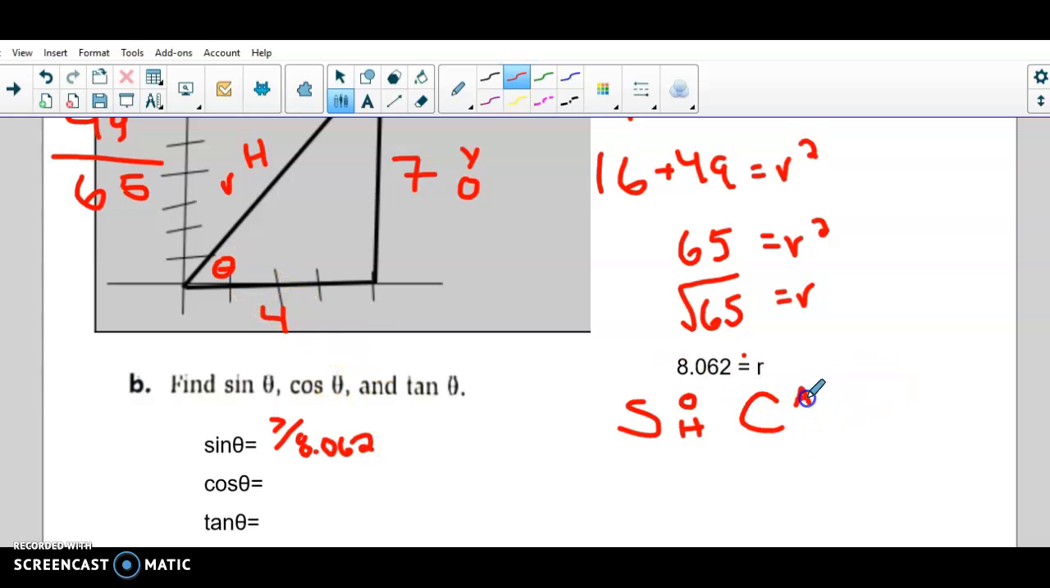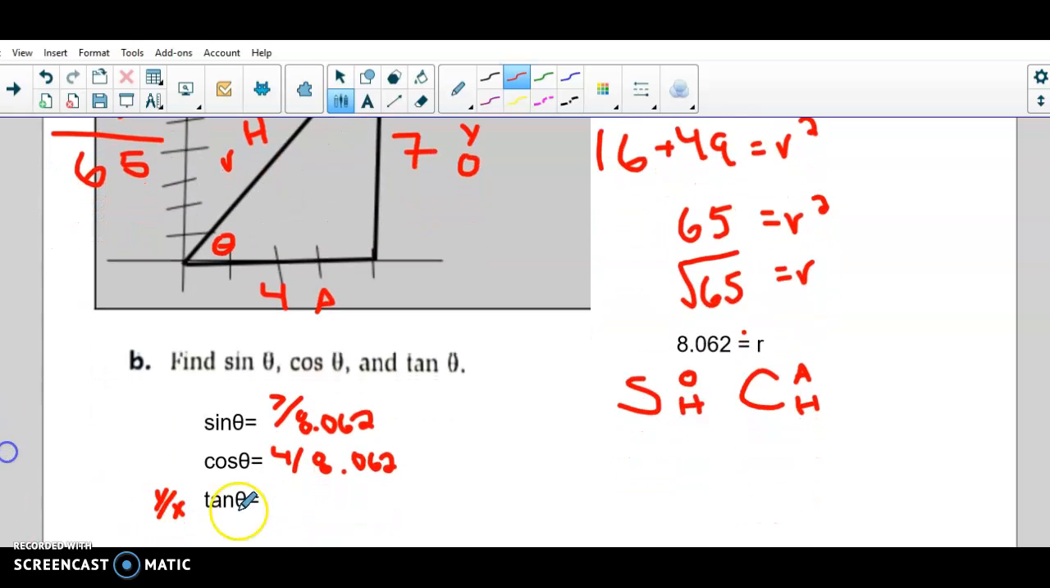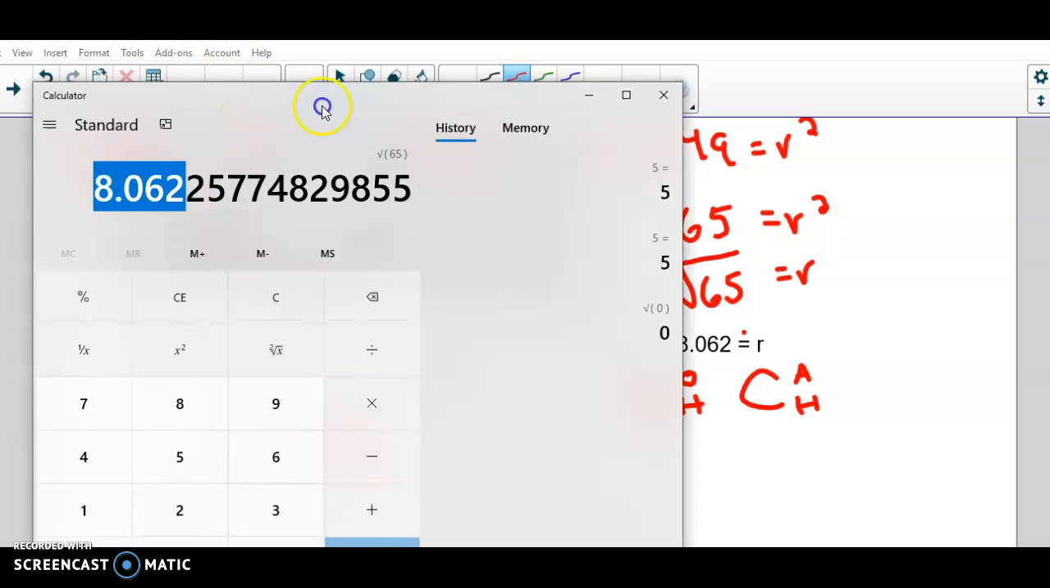Our cosine is our x, our adjacent, next to our angle here, adjacent side over hypotenuse, or x over r, so it would be 4 over 8.062. You know what? I think we haven't talked about this yet, so ignore the SOHCAHTOA stuff. You'll get it if you watch the videos for this week. And then tangent is our y over x. So in this problem, our y over x would be 7 over 4.